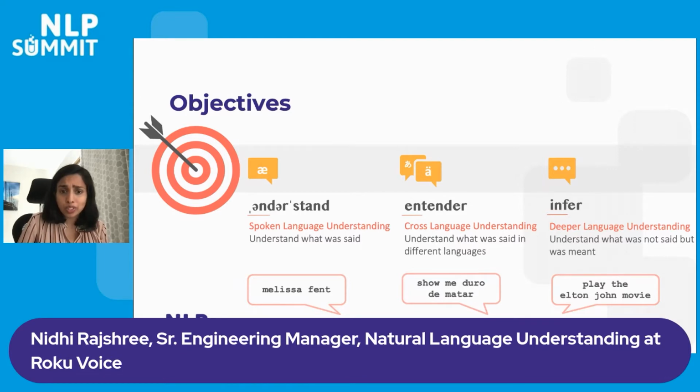And as you see in the utterance, there is code switching or language switching that's happening. There's English and then there's Spanish. So that's another kind of challenge with cross-language understanding. And then with deep language understanding, in this case, most probably the user is asking for the movie Rocketman, which was based on Elton John, but ends up saying, "play the Elton John movie."